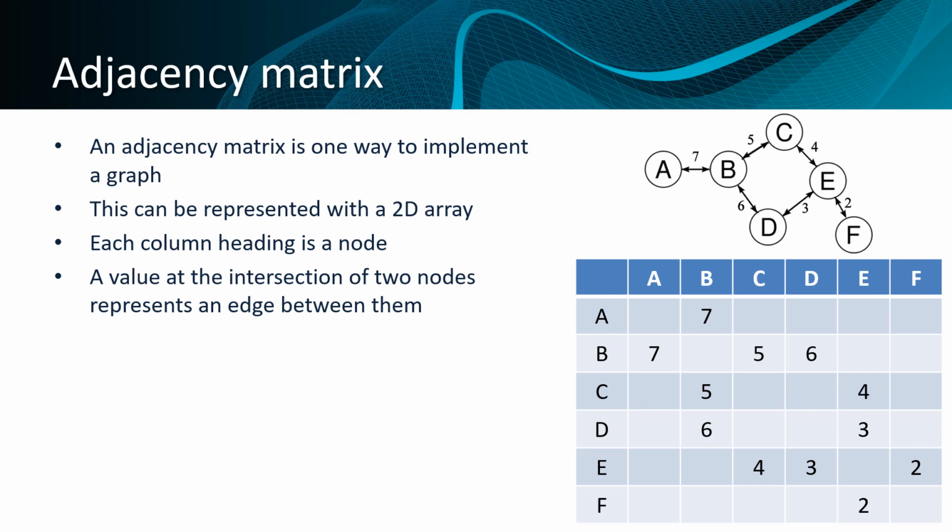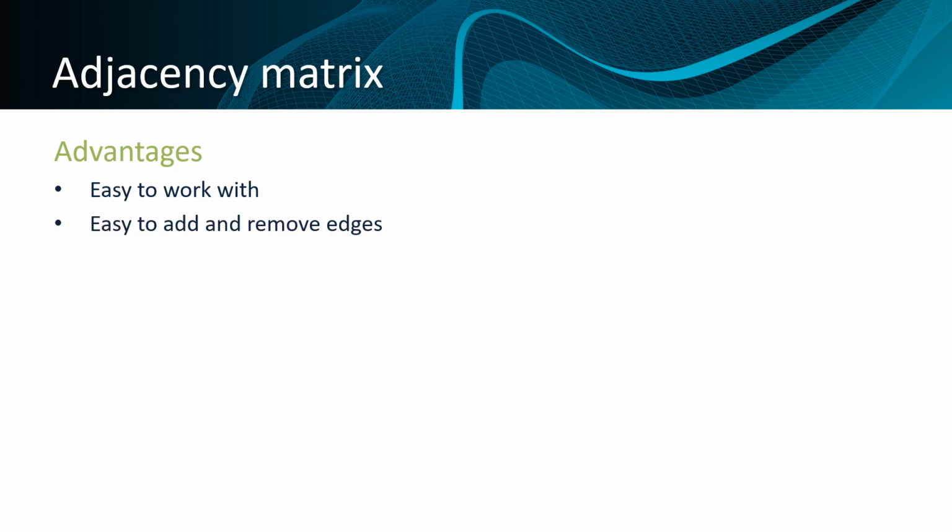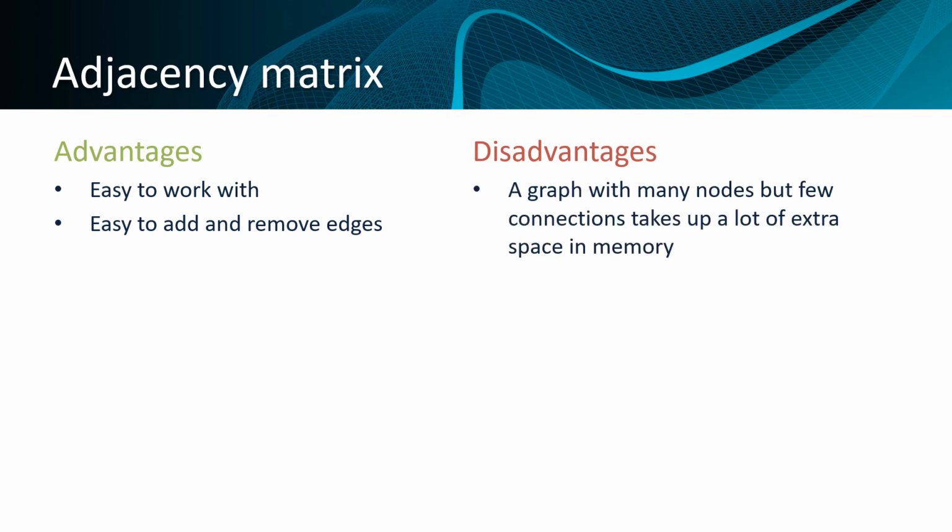The advantages of an adjacency matrix are that it's easy to work with, as it's really just a 2D array, and it's easy to add, edit and remove edges. The disadvantages of using an adjacency matrix are that a graph with many nodes but few connections will take up a lot of extra space in memory. It's also hard to add and remove nodes.